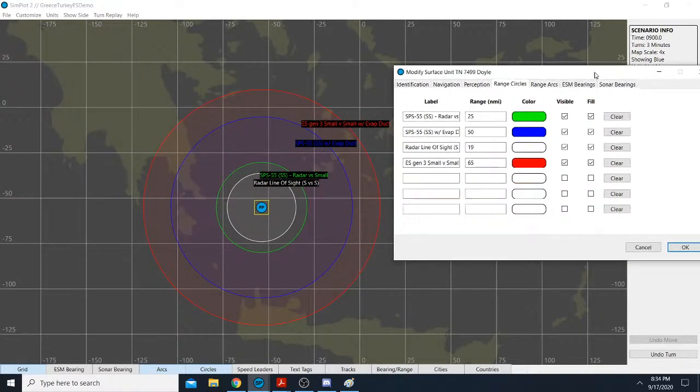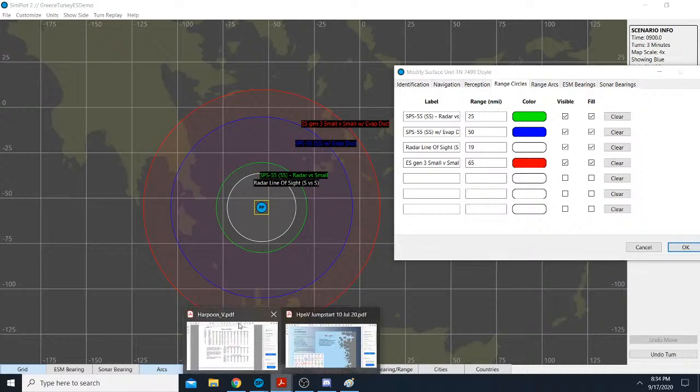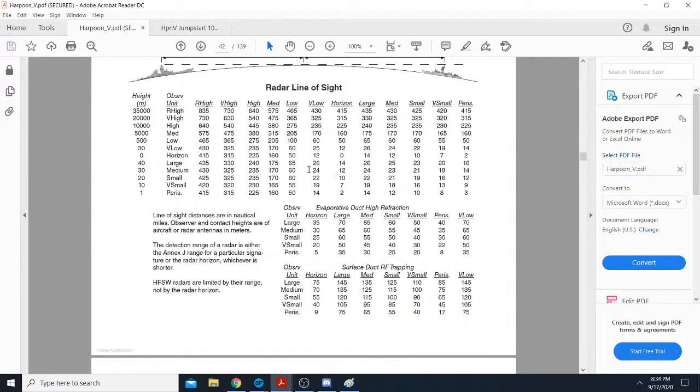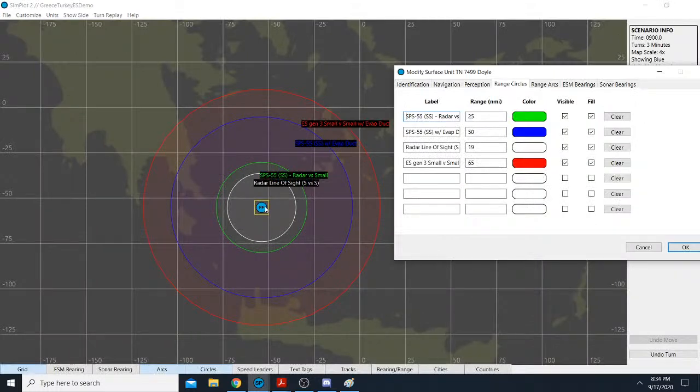Can you see that okay? Right here? Okay. So again, color for color here, just to give you a little bit better view of the ranges here. So this is a 19 nautical mile. This is that base. Let's go back to the chart. This is that base. I think that might even be incorrect. No, that's it. This is purely the radar line of sight of small versus small. Okay. So again, that's 19 nautical miles.